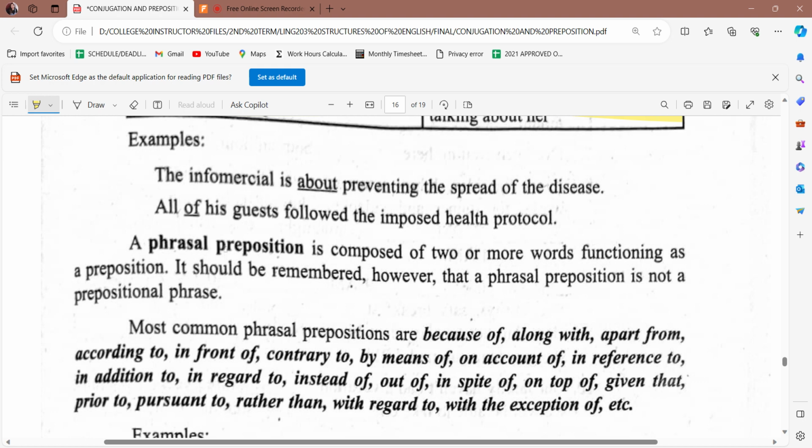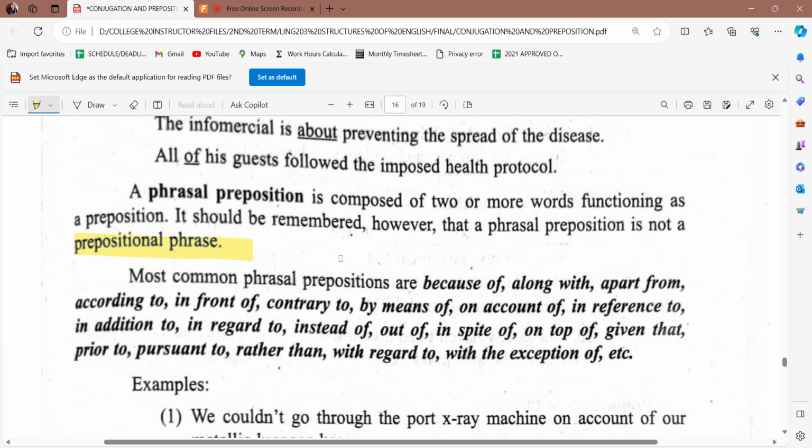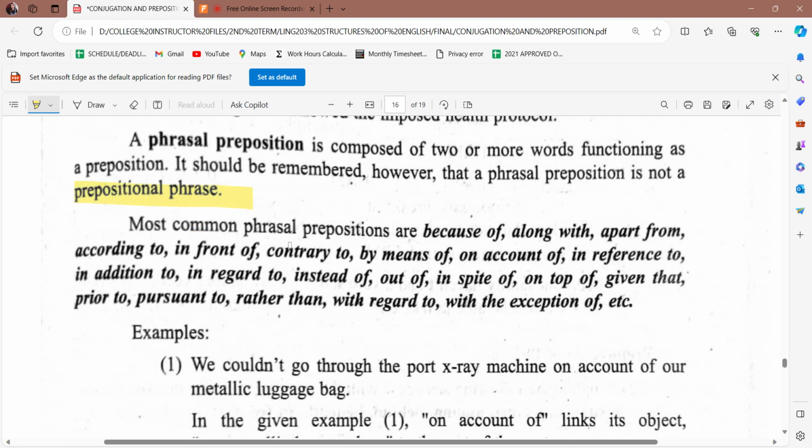A phrasal preposition is composed of two or more words functioning as a preposition. It should be remembered, however, that a phrasal preposition is not a prepositional phrase. Just like what I have said earlier, sorry, I stand corrected. It's actually a prepositional phrase. The most common phrasal prepositions are because of, along with, apart from, according to, in front of, contrary to, by means of, and so many others.